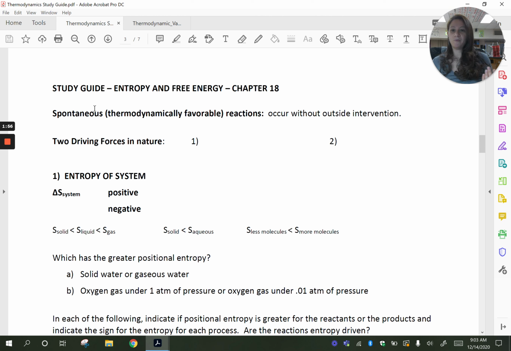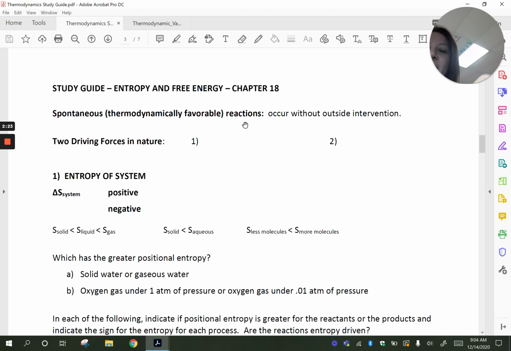So for College Board, you want to use thermodynamically favorable. When we're talking in class, I'll use them interchangeably, spontaneous or thermodynamically favorable, just because spontaneous is a shorter word. So two forces of nature determine whether a reaction is going to be spontaneous or not. The first one is entropy, and the second one is energy. So let's write those down.